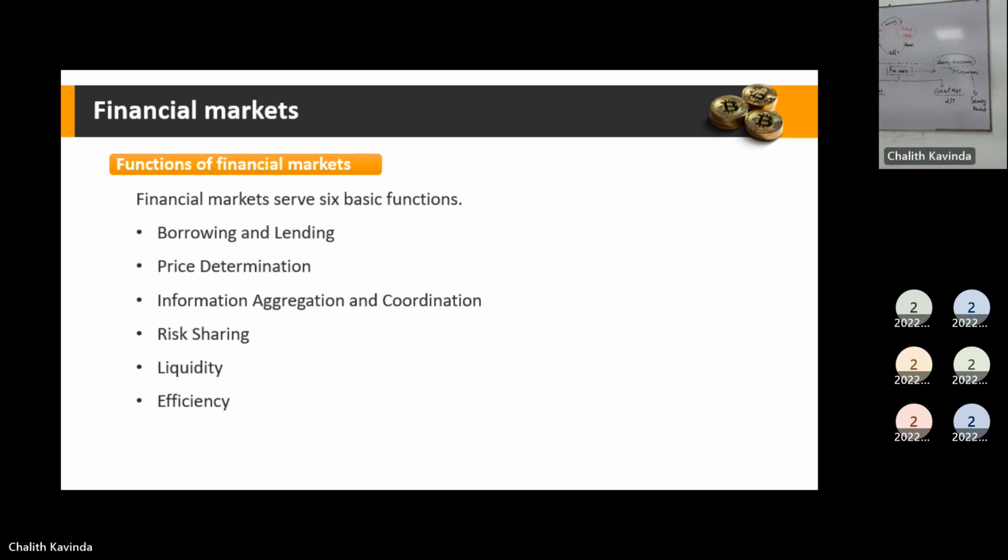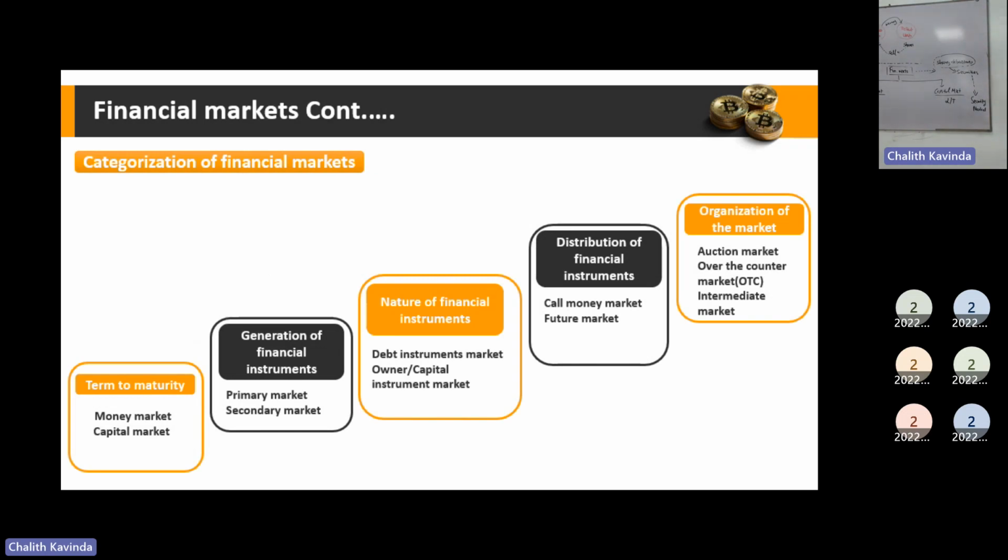Now this is how we can categorize the financial markets. For you, only the first three are needed; forget about these two. Now, categorization of financial markets. Actually, we categorized without describing any criteria. We had a criterion, long term or short term, but without describing it we just categorized money markets and capital markets.